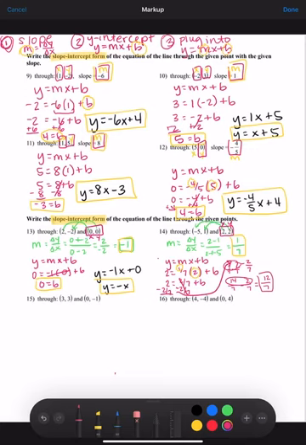So 12 over 7, and all I was left with on this side was b, so this is what b equals. So now that I have m and b, I can plug that in. Y equals 1/7 x plus 12/7. That's the final answer there.